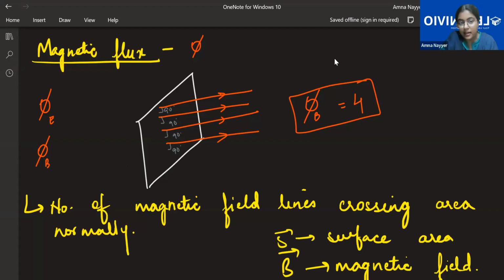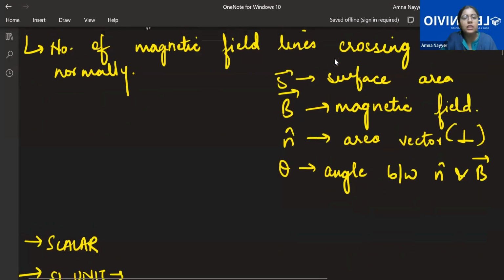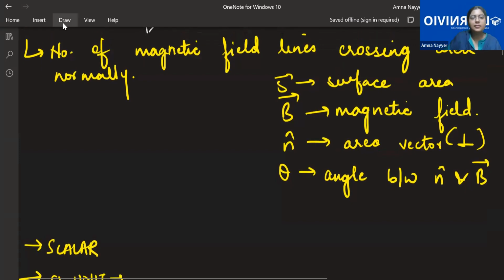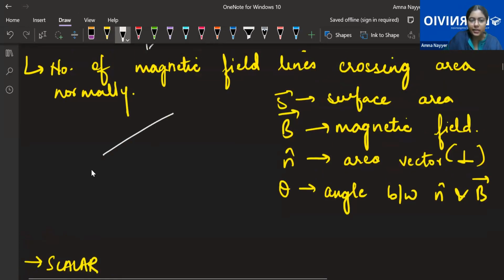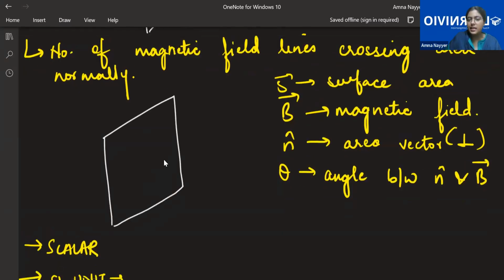Now, the problem here is that every time counting the magnetic field lines is not possible. We need a particular formula so that even if we have a variable surface, we are able to calculate its value. See, the number of magnetic field lines crossing, let's say there's a surface. Exactly the same thing you have done in electric flux. This is a surface. Now, what do we do here? The surface area is S. Here we take a perpendicular to the surface, and this perpendicular will always be taken, that is our area vector. Here also we'll have the area vector again.